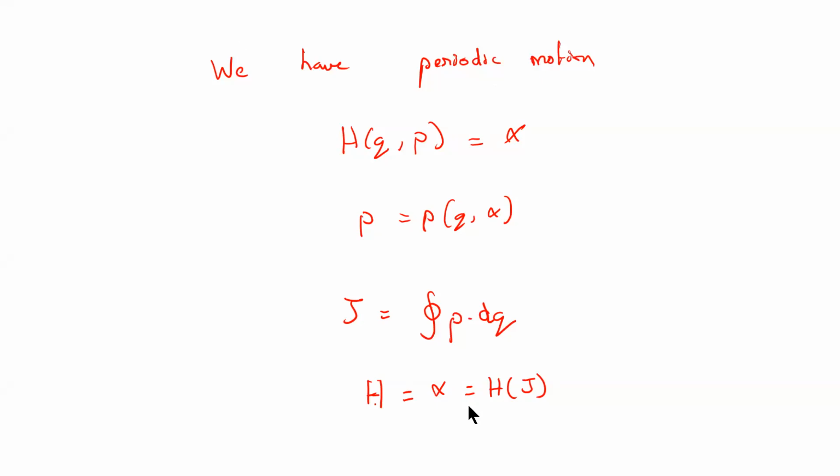So now we have Hamilton's characteristic function. Generally, W we said is a function of Q and the new momenta P. So W was a function of Q and alpha, capital P. Now, instead of P we have J, so we're going to say it's a function of J, because this is the momentum variable here, angular momentum.